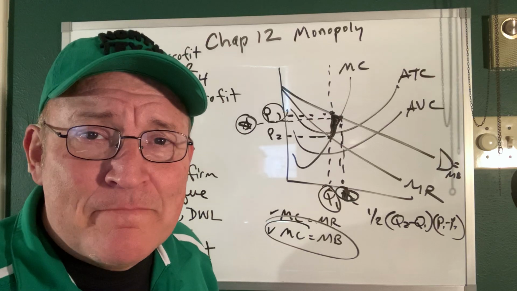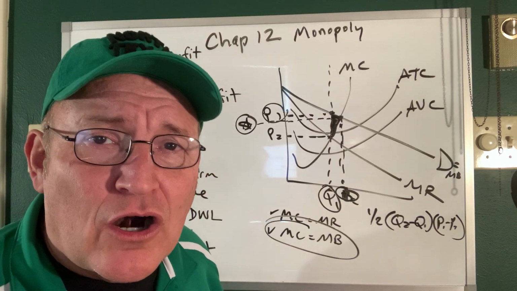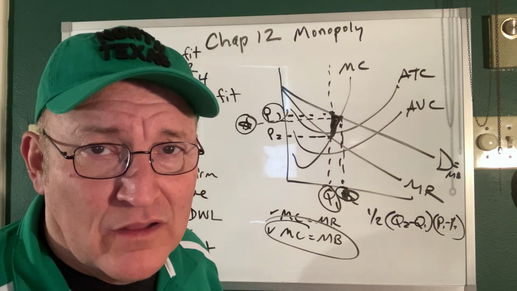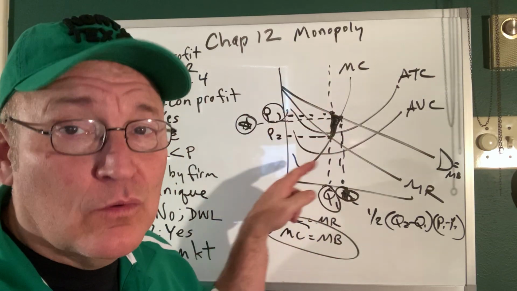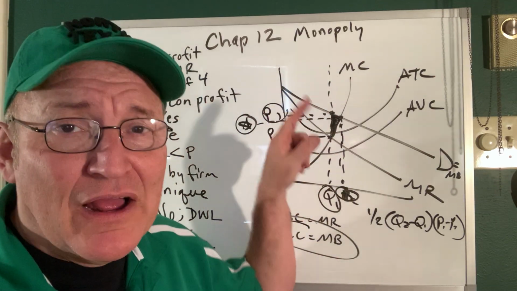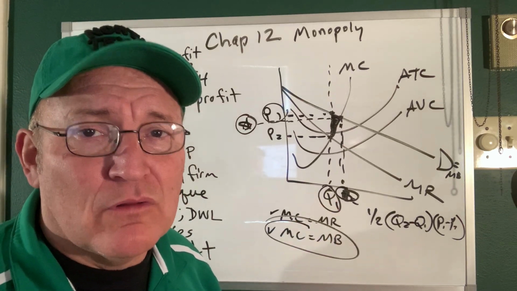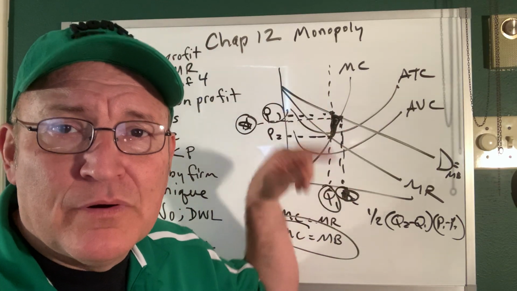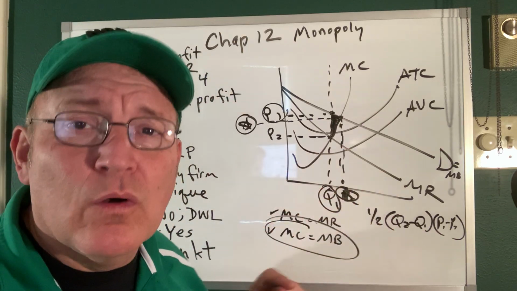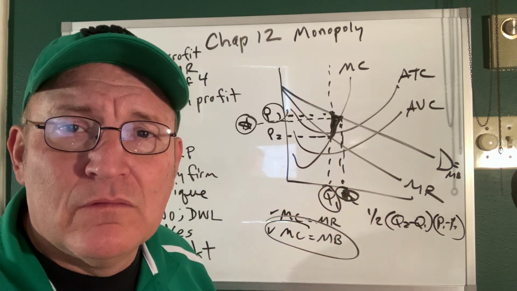So here's the deal. A monopoly cannot charge whatever it wants, but it will always charge a price that's higher than what is socially optimal, and will always produce a quantity that's lower than what is socially optimal, okay?